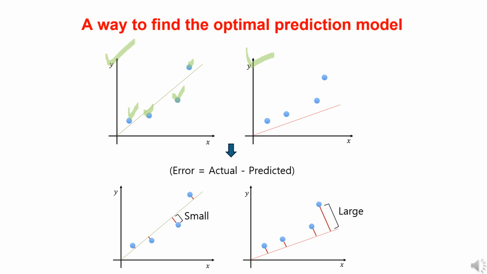You would naturally think it's the green line. So why do we choose the green line? The reason is that the difference between the actual values, represented by the blue points, and the predicted values, represented by the green line, that is, the error, is very small. A small error means that the predicted values are close to the actual values. Therefore, an easy way to find the optimal model is to look for the line with the smallest error.